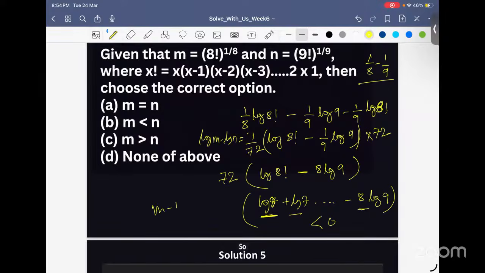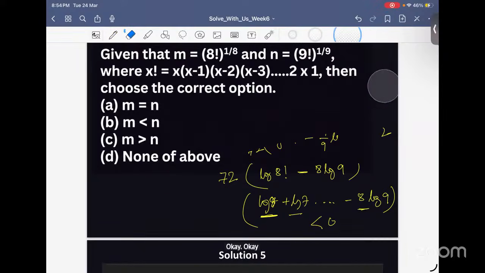So m minus n is negative, so m is less than n. So option B. Did you understand this, or should I explain it again? Sir, please explain it again. Okay.